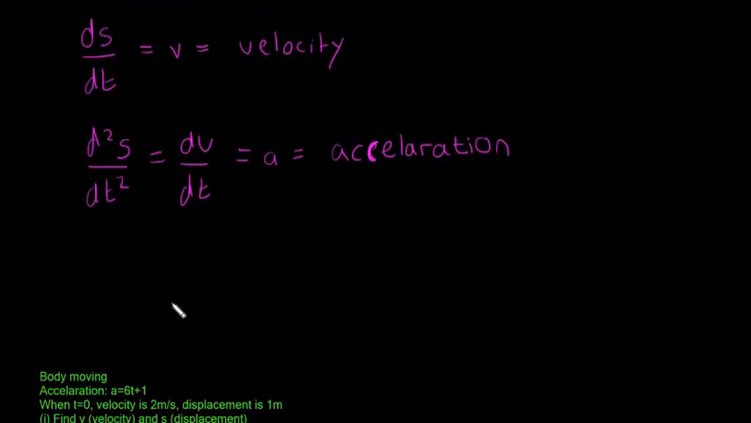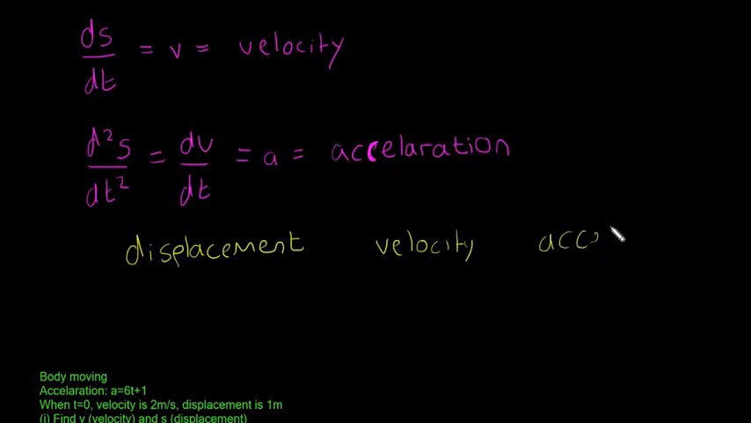So let's draw this quickly. This is the example we're going to be doing. We have displacement, velocity, and you can guess what the last one is, acceleration. S, V, and A are the symbols for them. We remember that if you differentiate, you go from displacement to velocity. And again, if you differentiate, so diff stands for differentiation, you get from velocity to acceleration.